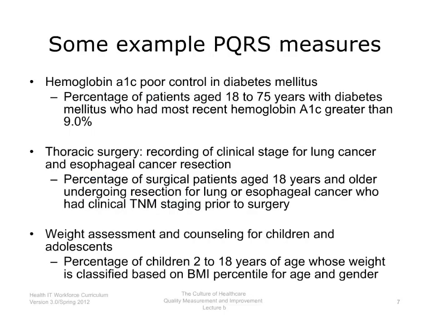Some sample PQRS measures include these to measure the following conditions. For diabetes mellitus, the quality measure is the percentage of patients aged 18 to 75 years with diabetes mellitus who had most recent hemoglobin A1C greater than 9.0%. For patients undergoing resection for lung or esophageal cancer and requiring thoracic surgery, the measure is the percentage of surgical patients aged 18 years and older who had clinical TNM classification of malignant tumors staging prior to surgery. For weight assessment and counseling for children and adolescents, the quality measurement is the percentage of children aged 2 to 18 years whose weight is classified based on BMI, body mass index percentile for age and gender.